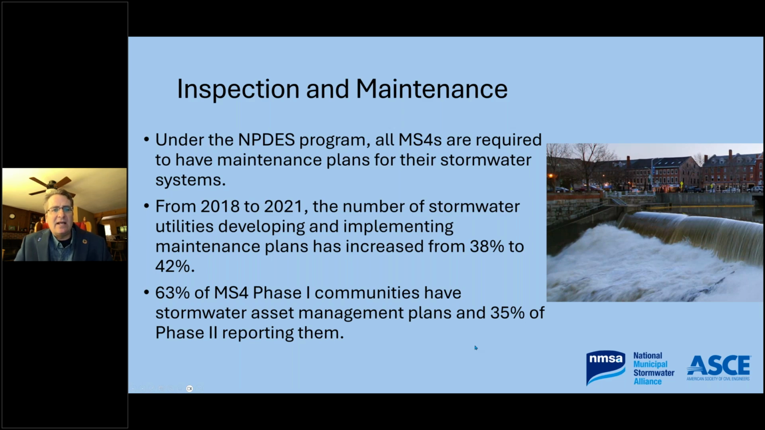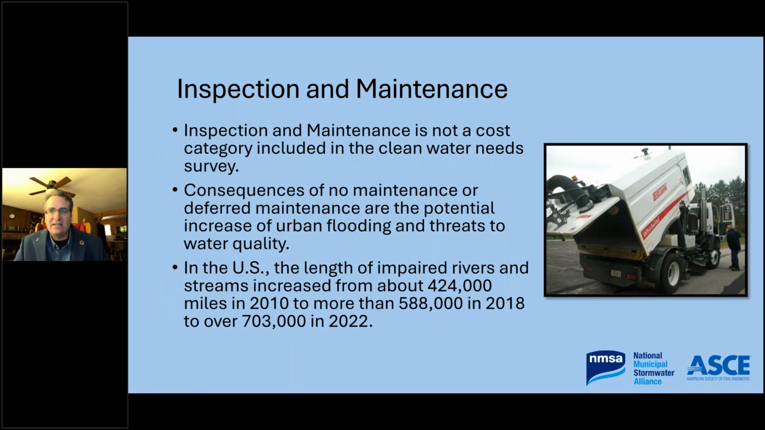So I mentioned that inspection and maintenance is not a cost category that was included in the Clean Watershed Needs Survey. We know that the consequences of no maintenance or even deferred maintenance increase the vulnerability. And certainly as we move into the uncertainty of changing precipitation patterns, this is only going to make our communities less resilient.